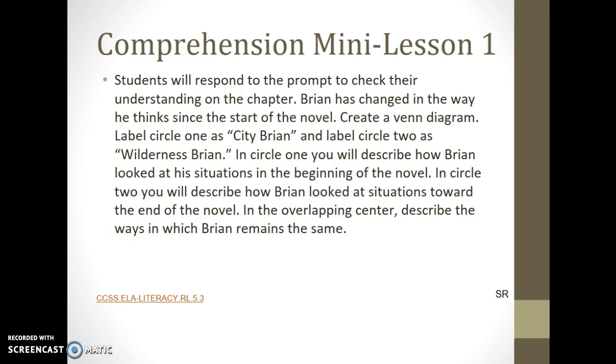Our Comprehension Mini Lesson 1. Students will respond to the prompt to check their understanding on the chapter. Brian has changed in the way he thinks since the start of the novel. Create a Venn diagram. Label one circle as City Brian and circle 2 as Wilderness Brian.